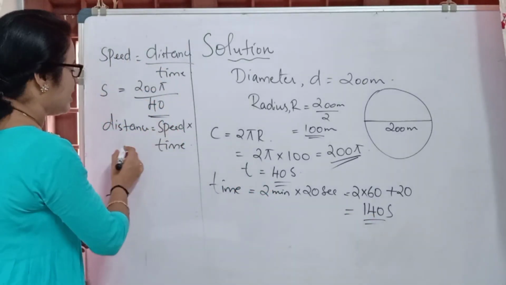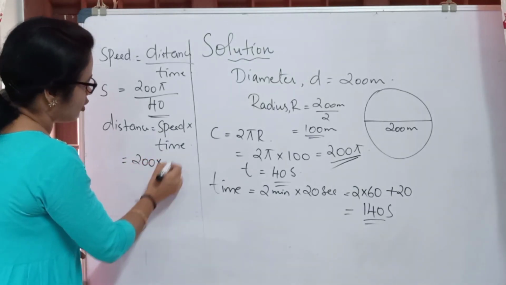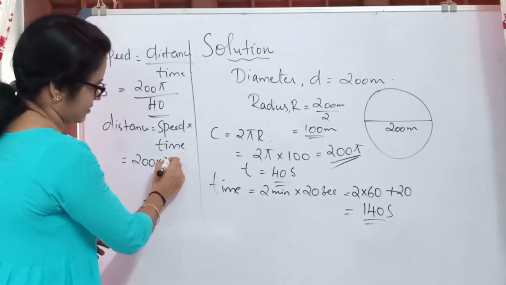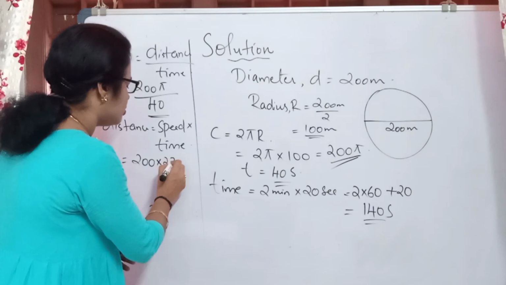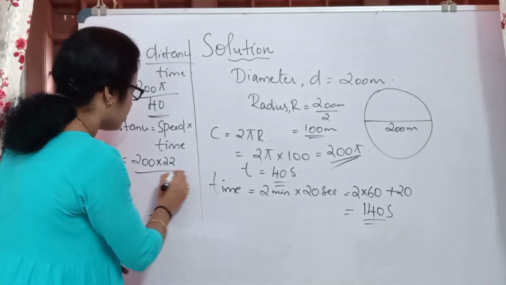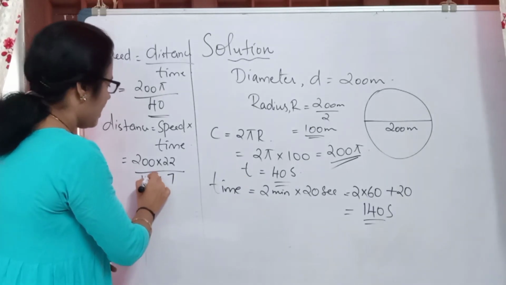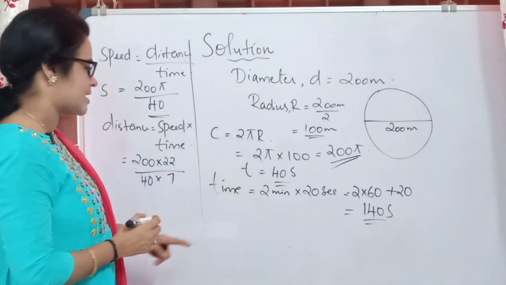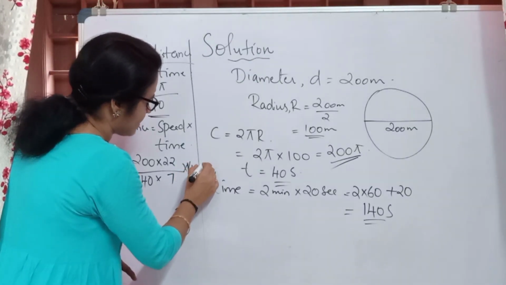Distance is speed into time. So that is 200 into, instead of pi we can write 22 by 7, or we can use the value of pi. It is easy to calculate by using 22 by 7, that is why I am writing 22 by 7 and into 40 here. And this we have to multiply with the time. What is the time here? That is 140 seconds.